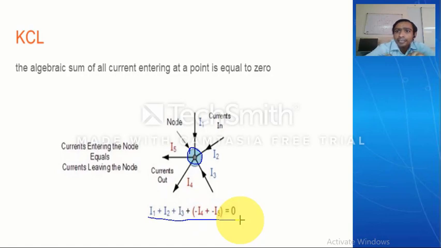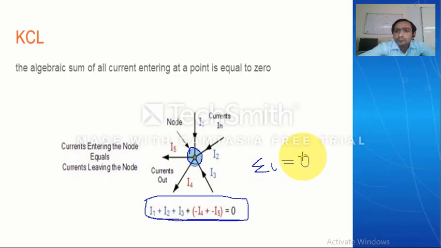That means if I am taking positive as incoming current, I will take negative as outgoing current. So Kirchhoff's current law states that the overall sum of all the currents entering or leaving the node is always 0. I can write it as the summation of I_i equal to 0, with i from 1 to n, where n is the number of branch elements at that node.